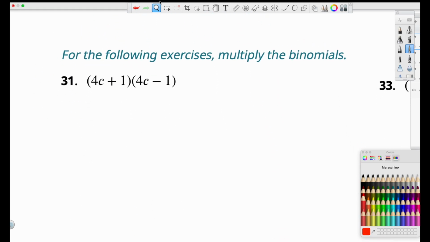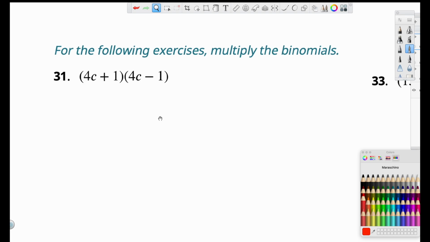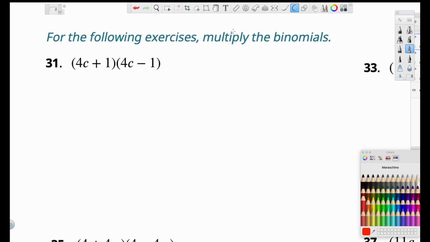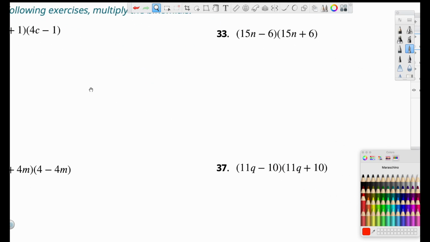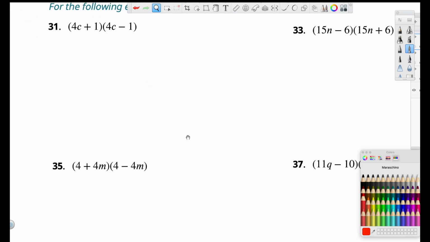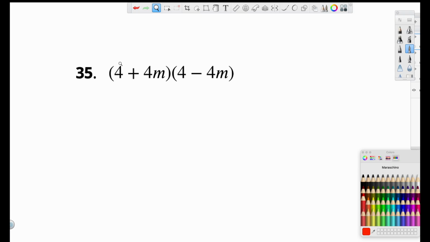So that's 29. Let's take a look at multiplying binomials of a conjugate pair. 4c plus 1 and 4c minus 1. It's the same binomial except a negative. All of these are kind of the same. I think we did 31 in class, so maybe I'll check out 35.